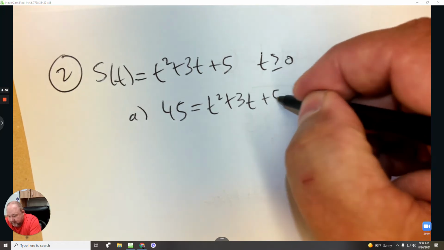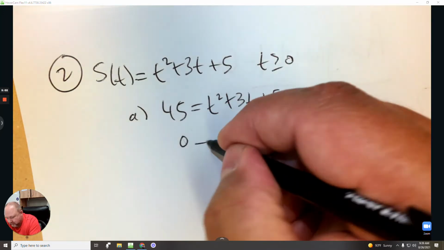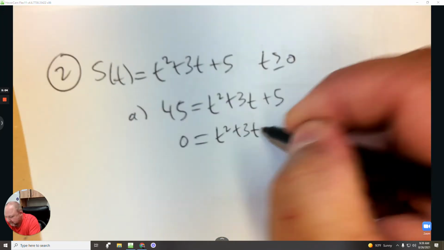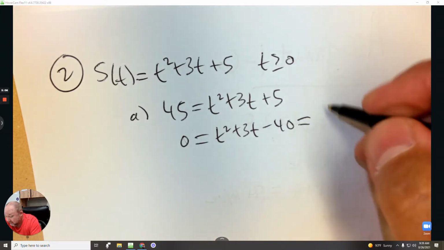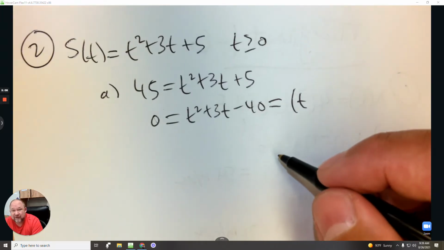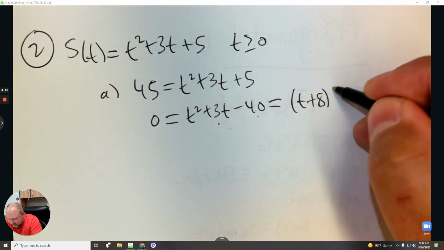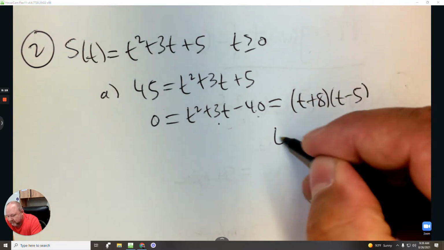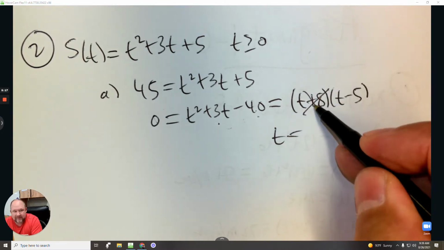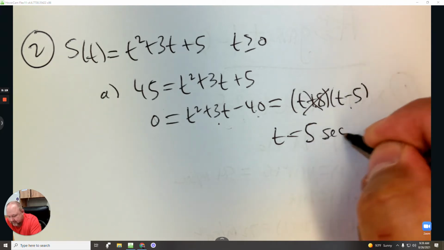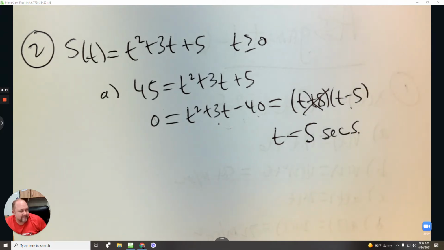And then solve it. Now for this one, we can subtract 45, and it is factorable. So it's good practice. You need to do it. What are two numbers that multiply to negative 40? And the same two numbers add to 3. So that's good practice. Something simple. So when I solve this, this will give me a negative answer. So the positive answer is at 5 seconds.